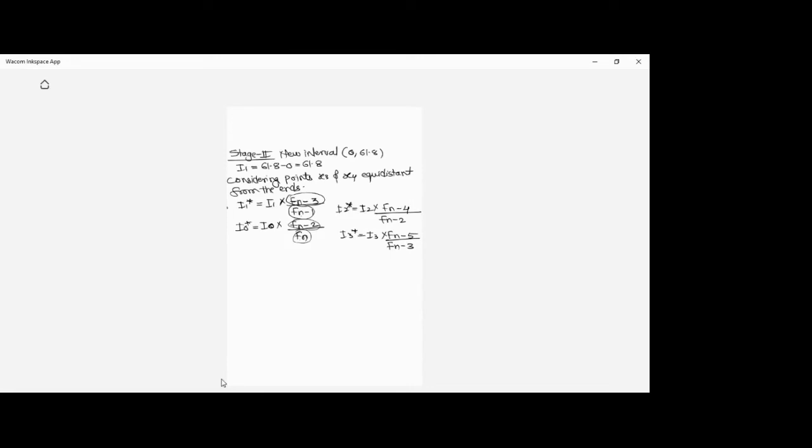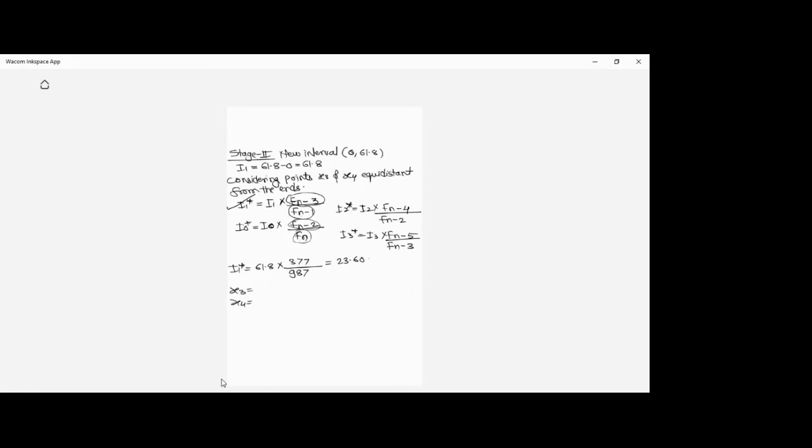So which formula are we going to consider? We are going to consider the formula for I1 star. So I1 star is equal to, the value of I0 is 61.8 into the value of Fn minus 1. So Fn minus 1 is 987, and here it is 377. So the value of I1 star that we get is 23.60.